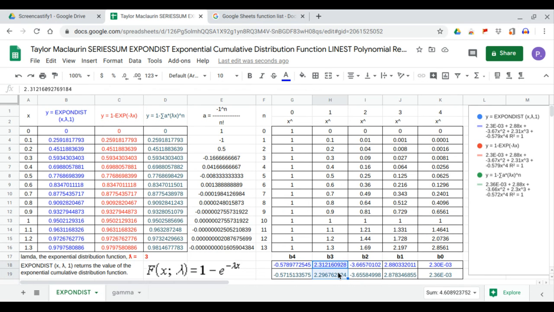B3, you expect an error. So B3, 2.312, still matches our trendline equation. And B4, negative 0.579, negative 0.572. So this completes the LINEST polynomial regression to the 4th degree and the generation of the Taylor Maclaurin series sum expansion for the exponential cumulative distribution function.